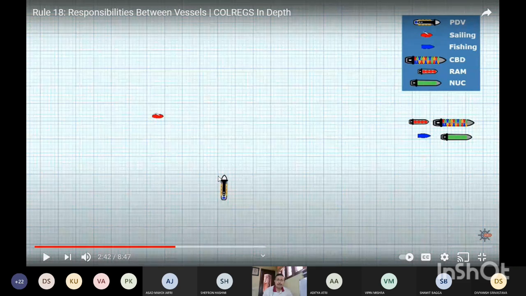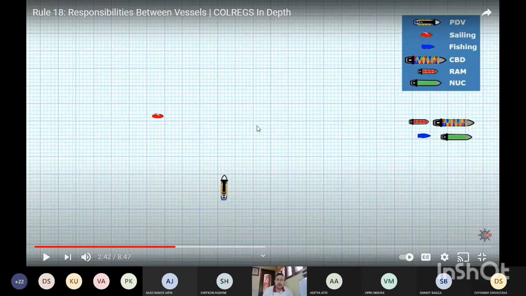So you can alter to starboard and pass ahead of her. No issues, because Rule 15 does not apply here. Please get that very clear. Agreed? Yes sir, I can go to starboard. If the surveyor says, can you alter to port? Yes sir, I can alter to port also. Is that okay? Yes sir.